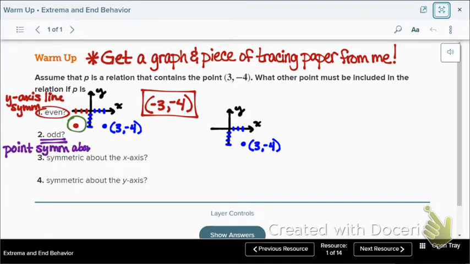This is point symmetry about the origin. Point symmetry means I'm going to rotate it. How many degrees do we rotate it? How many? 180, halfway around the circle. So if I take this point right here and I rotate it 180 degrees halfway, where does it end up at?